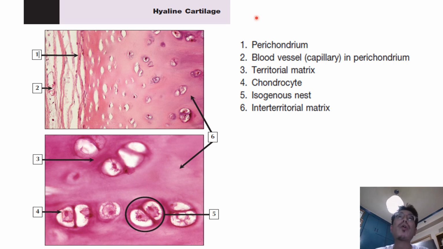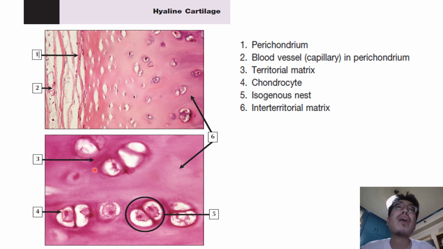arranged in pairs or in groups of 4 to 6. The cells of each group make up an isogenous cell nest. So a pair here, grouped together, is called an isogenous nest, labeled as number 5, because they are the progeny of a single chondrocyte during development. Type 2 collagen fibers, water and ground substance constitute the territorial matrix, labeled here as number 3, the territorial matrix.